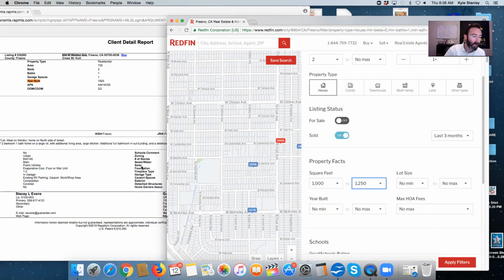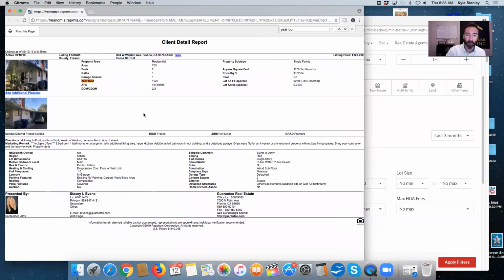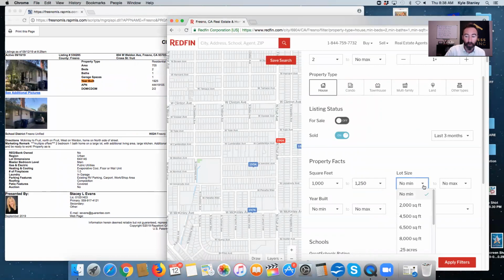Lot size. I don't usually do lot size, but I do want to find similar lots. So once again, let's go back and see what our lot size was. Our lot square footage was 9,280 feet. That's a pretty decent sized lot, so maybe I'll go with a minimum of 6,500 and see what comes up.